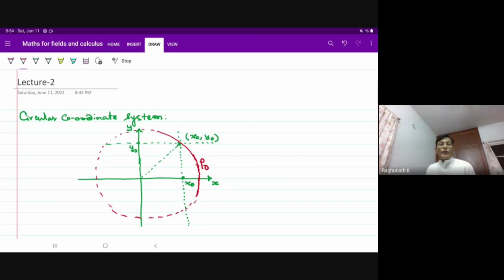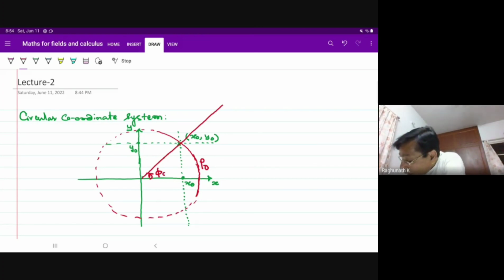To represent this, from the origin, a line only extending forwards to the point of interest is drawn. This makes an angle phi with positive x-axis in, very important, anti-clockwise direction. This is phi naught.